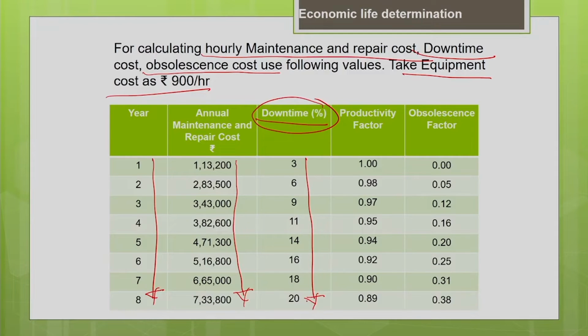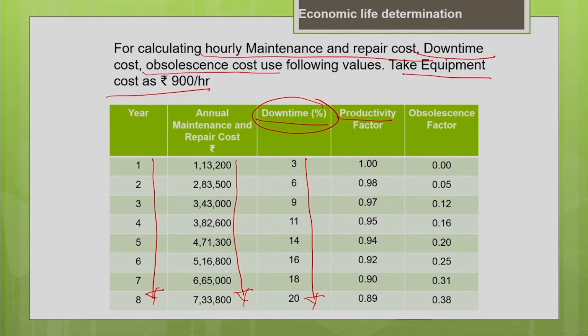And another thing, as I told you, when the machine is not available for the productive job, you will be facing some loss in productivity. So that productivity factor is also given. Maybe for the first year there is no change in productivity, but from the second year onwards you can see that there is loss in productivity of the machine with increase in the downtime. How this loss in productivity is going to result in an increase in the cost of the machine, we are going to estimate in the upcoming slides.